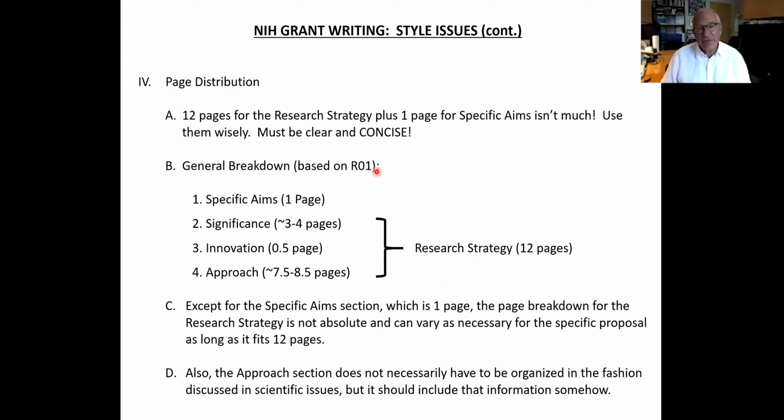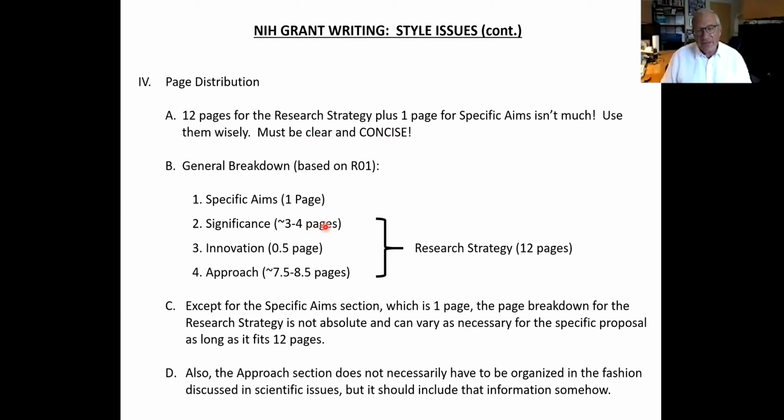Page distribution. You have 12 pages for the research strategy plus 1 page for the specific aims, and that's not much, so use them wisely. You must be clear and concise. I don't know what to tell you in terms of general breakdown. So you have your specific aims. Well, that's easy, 1 page.